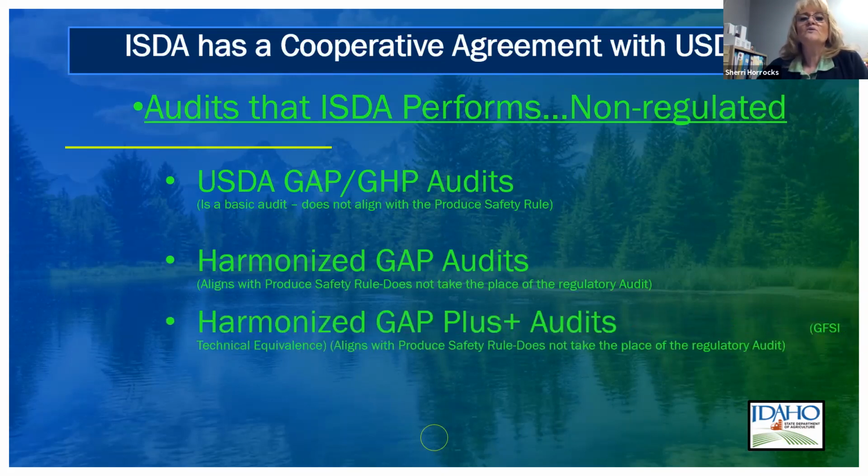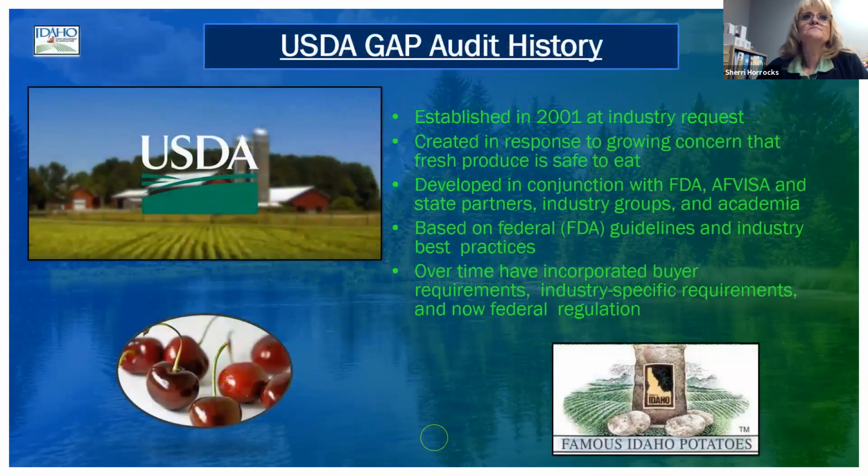The next one we do is a harmonized GAP Plus audit. It is a GFSI technical equivalence, and it aligns with the produce safety rule. And there again, it does not take the place of the regulatory audit. It is global, and that's why it is the plus audit. And the last audit that we perform are PSI audits, which is for the processors, for potato growers that requested that type of audit.